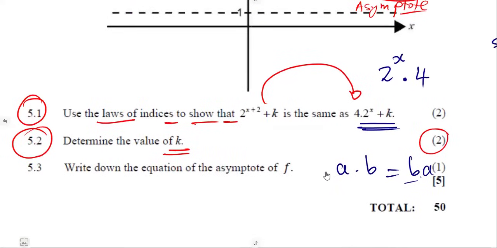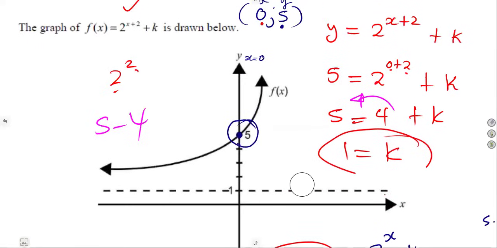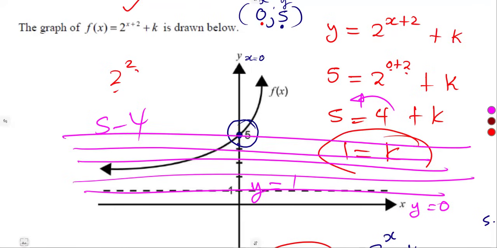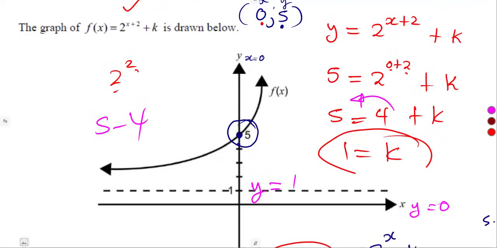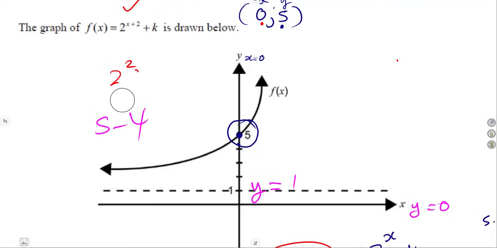Write down the equation of the asymptote of f. If we have that k, the equation of the asymptote, you don't write it as k is equal to 1. No, the equation of the asymptote is the line that we are seeing, this one. It is the line of what? y is equal to 1. Remember, horizontal lines, just like the x-axis, we know this is the line of y is equal to 0. So y is equal to 1, y is equal to 2, y is equal to 3, y is equal to 4, y is equal to 5. That is how we name the equations for the horizontal lines. They are in the form of y is equal to.